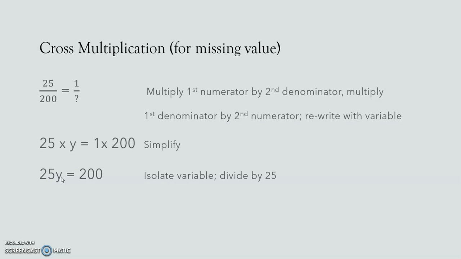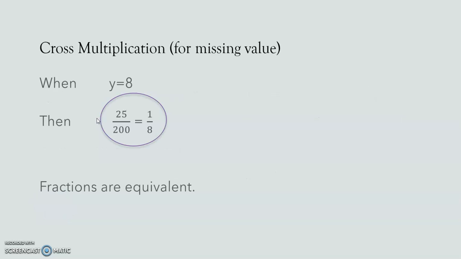So we need to isolate our variable, and to do that we divide by 25 on both sides. And this gives us y equals 8. So then we can plug in 8 for our missing value, which will give us our equivalent fraction. So 25 over 200 will equal 1 over 8.